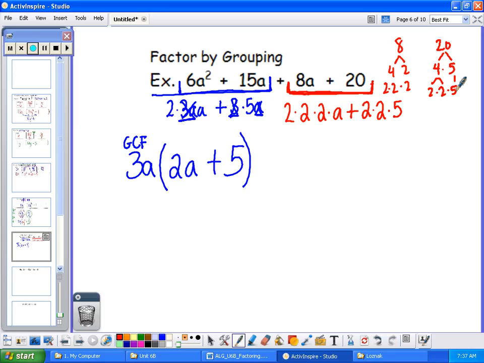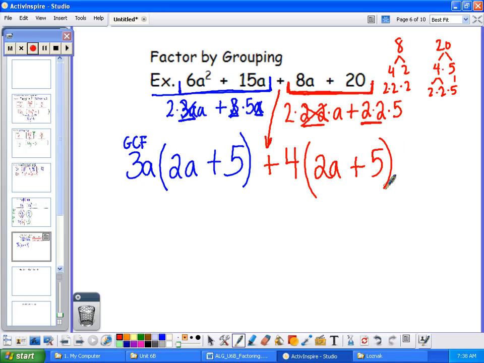What is my greatest common factor here? I have a 2a, let's go back. I have 2 times 2 and 2 times 2. So 2 times 2 is 4. So I'm going to bring down this plus sign here. My greatest common factor is 4. And what am I left over with in the first half? 2a plus 5.